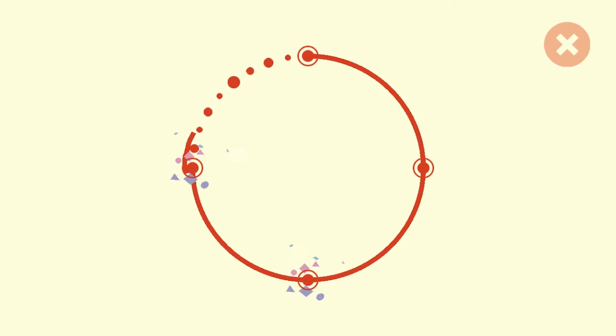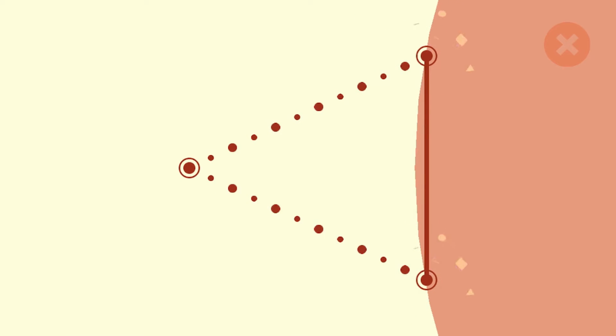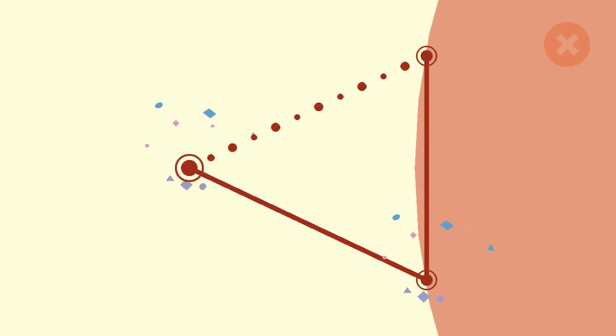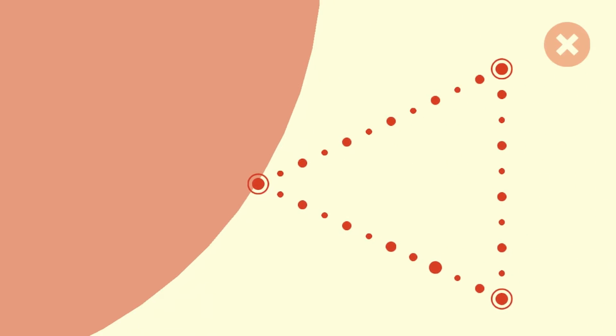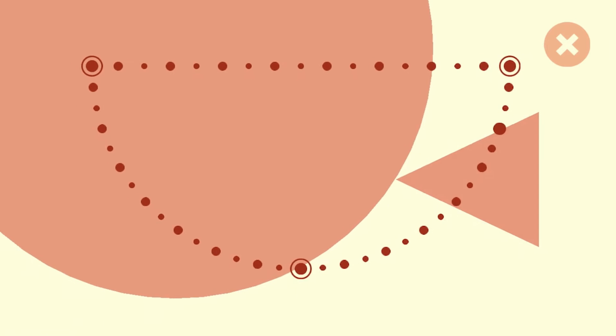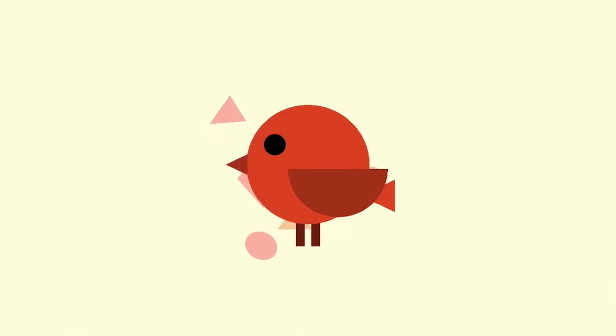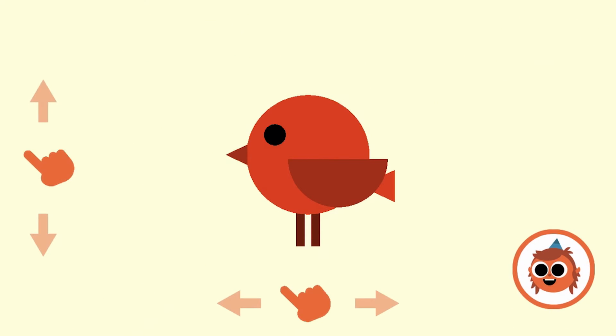We're starting with a circle. Then a triangle. And another triangle. Oh, be careful with those lines. And a semicircle to finish. I think I know what this is. It's a bird.